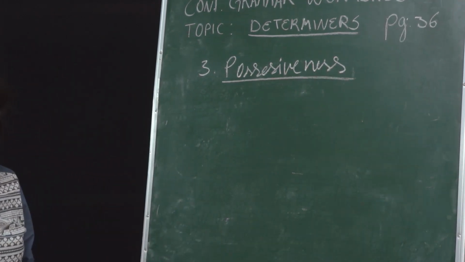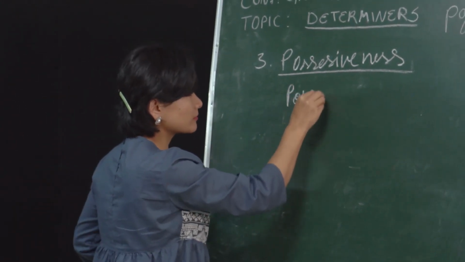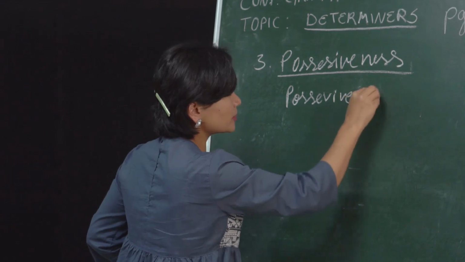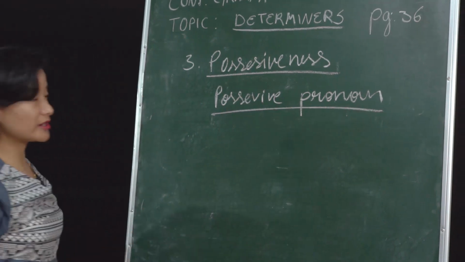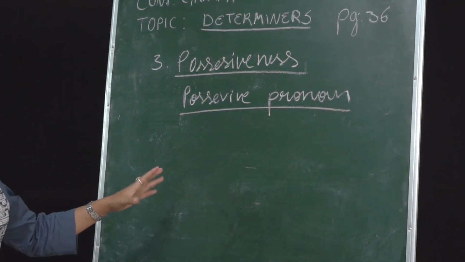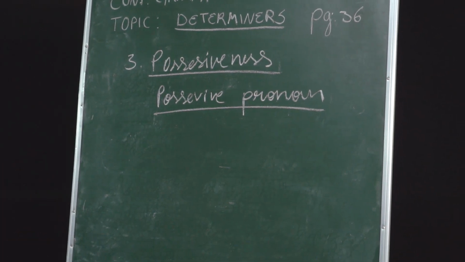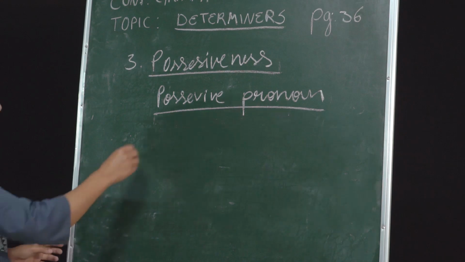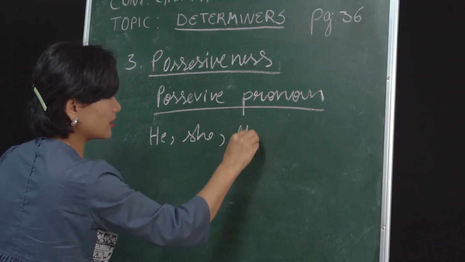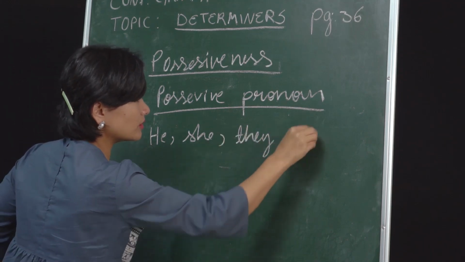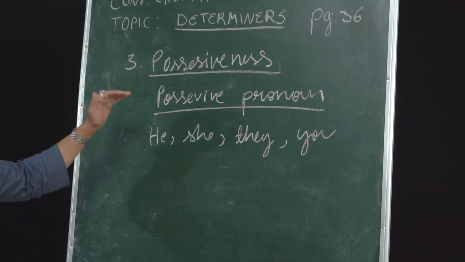Possessive determiners, in other words, but you may also write down possessive pronoun. When we say possessiveness, here we are referring to possessive pronoun, and we have already learned in our parts of speech the function of a pronoun. It replaces the noun. So such words, some of it are he, she, they, you, and so on.